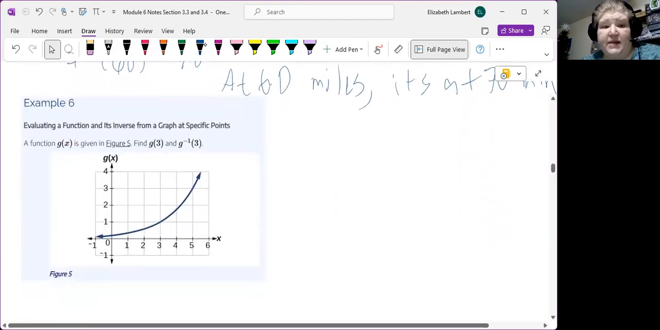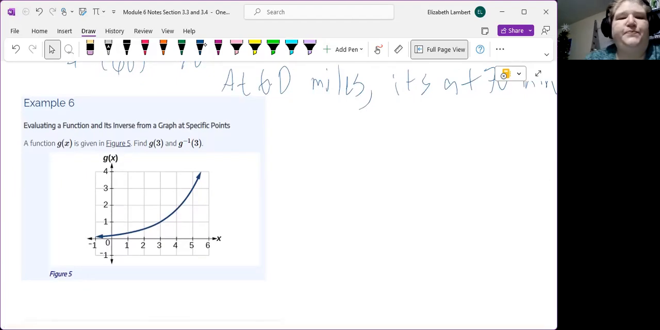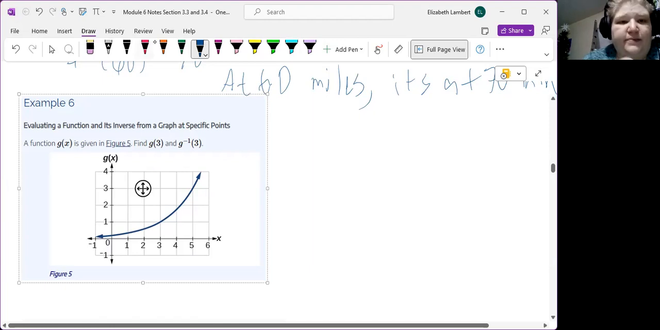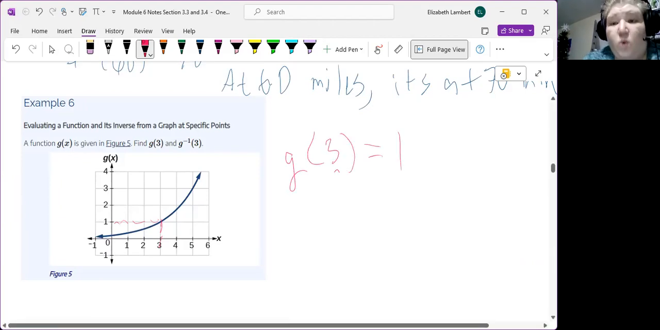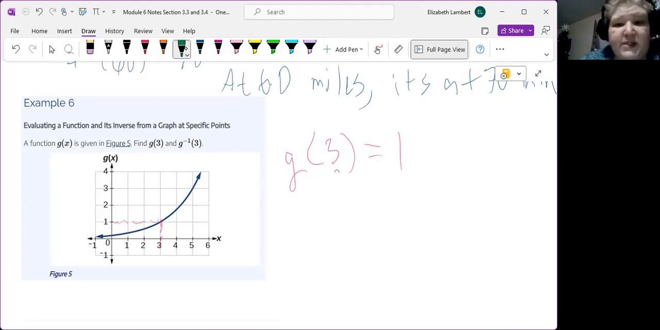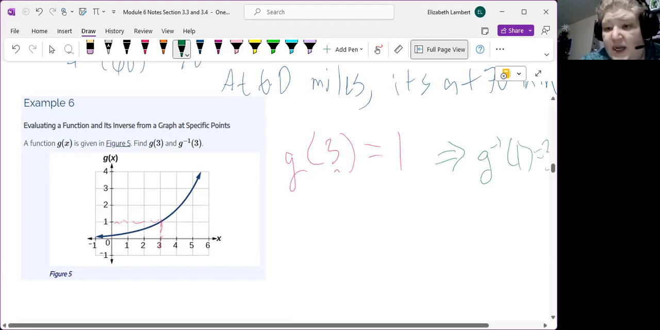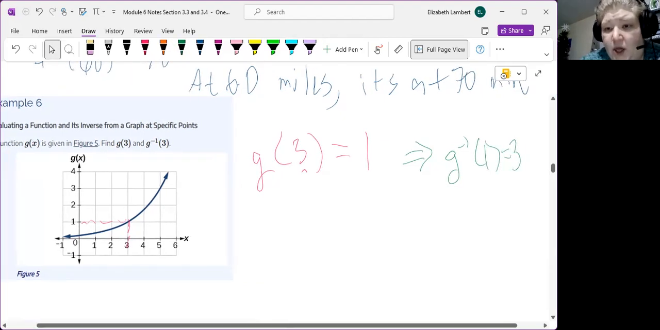All right, now we've got same song, second verse with looking at a graph and then talking about its inverse. So g of 3 is when x is 3. What is our function value? So g of 3 is 1. So I could also say that this means g inverse of 1 is 3. They didn't ask us for that. I'm just kind of extending what we already know.